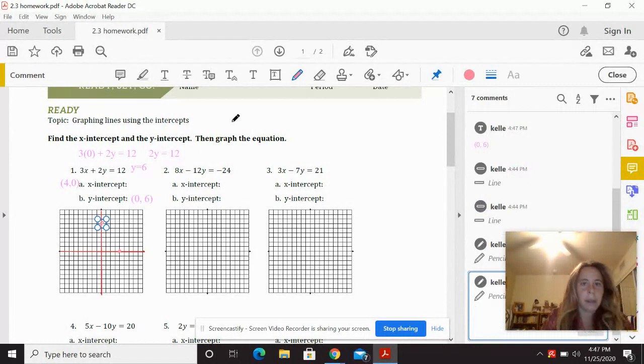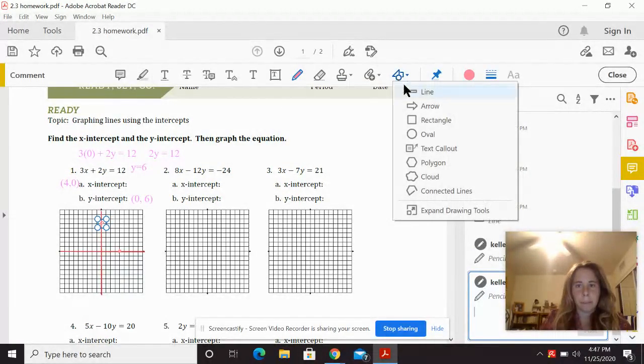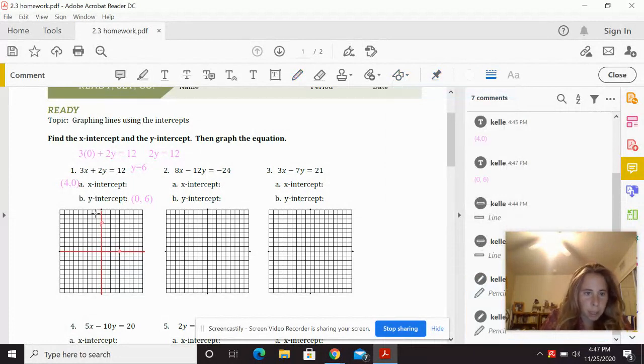All right, and then I'm going to use a line tool to graph it because it'll be straighter. Line. And then you would just connect them.